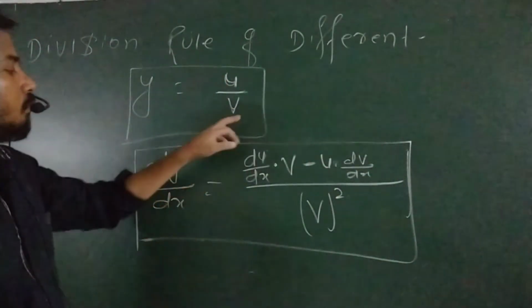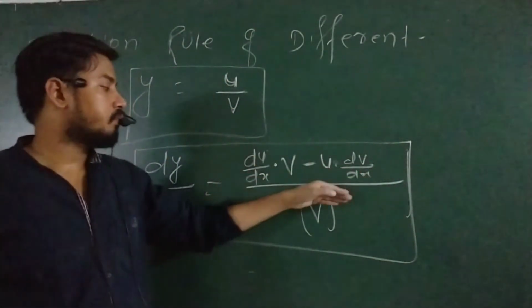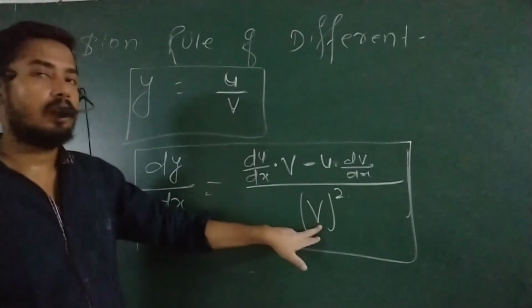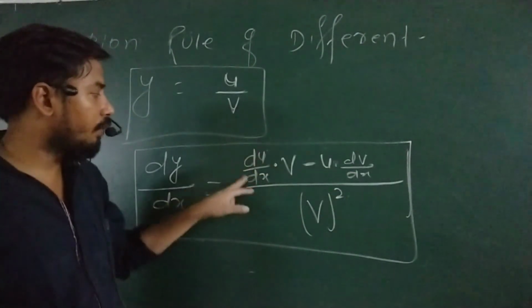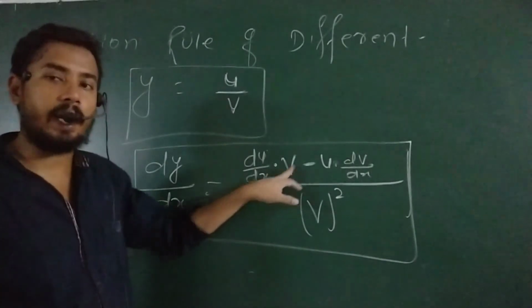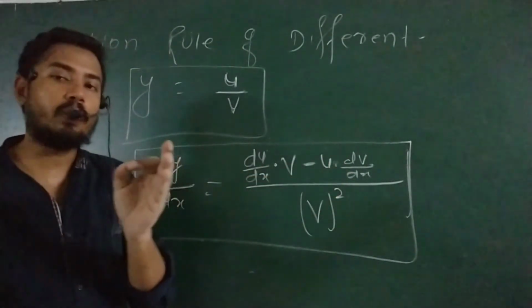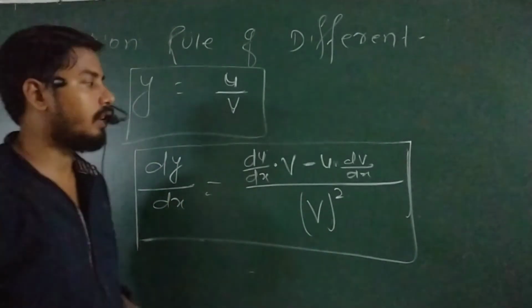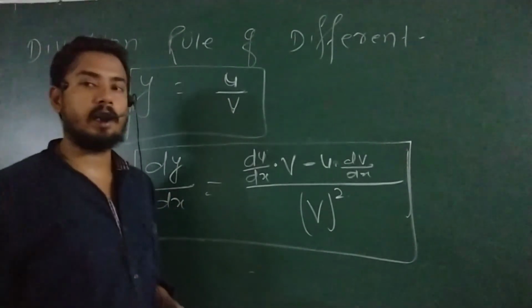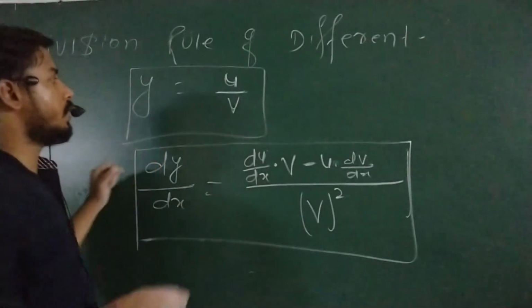Again I am telling you, draw one line, a square of the denominator. Now differentiate the numerator first, multiply with the denominator. Then differentiate the denominator, and multiply with the numerator. This will be its formula, this will be its procedure to differentiate a division function.